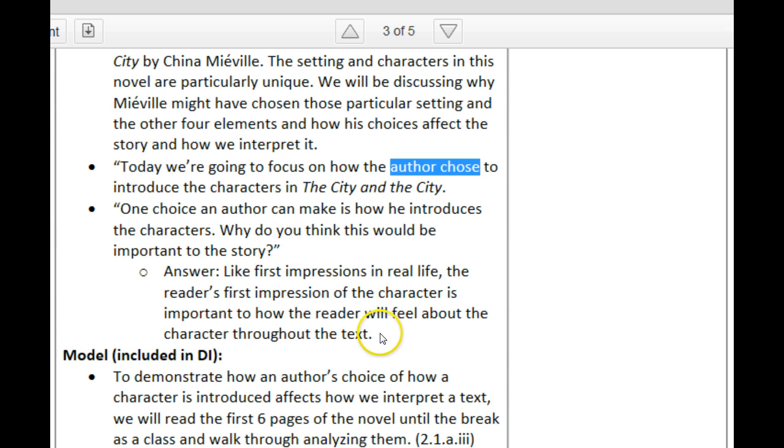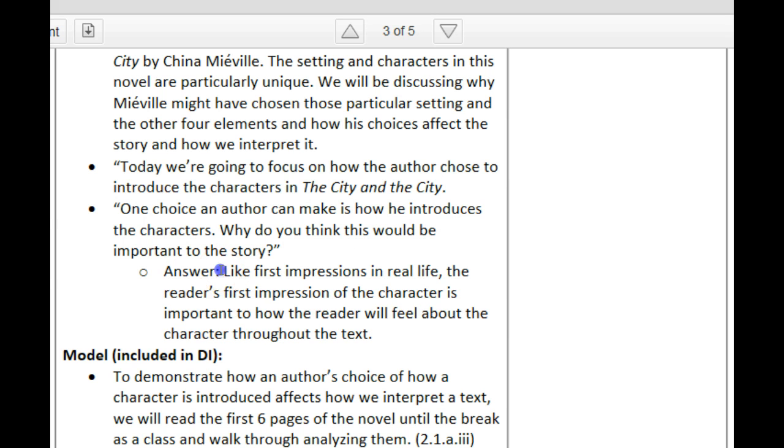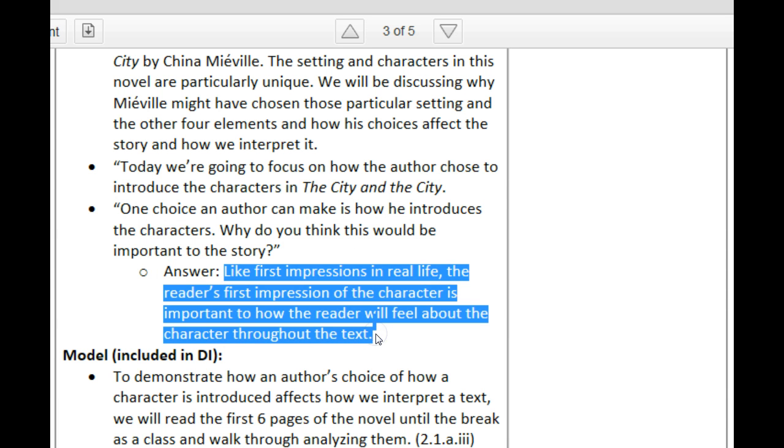Again here, think about a tiny little wraparound to bring them back into you, right? It's that ebb and flow of teaching. Instead of saying, one choice an author can make is how he introduces characters, why would that be important? Flip this on its head. Look at your answer that you anticipated and make that a question.